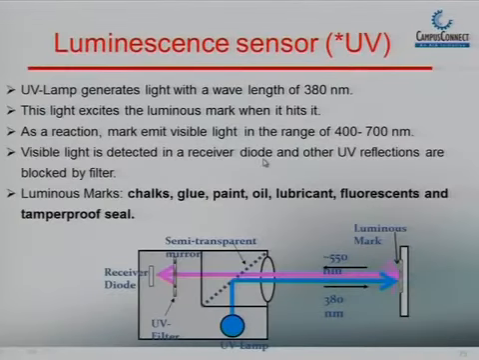Then there are certain sensors for luminescence detection, for glue marks and chalks which are not visible in the normal way. Normally we can use a luminescence sensor for that. This sensor generates ultraviolet light inside it. As that light falls on the surface, the luminous marks reflect light in the form of visible light. So, the receiver will receive it and give you an output. So, it is basically used for measurement of glues and chalks which are not visible to the normal eye. This is the principle of its working.